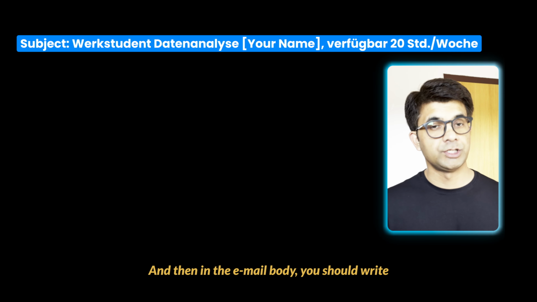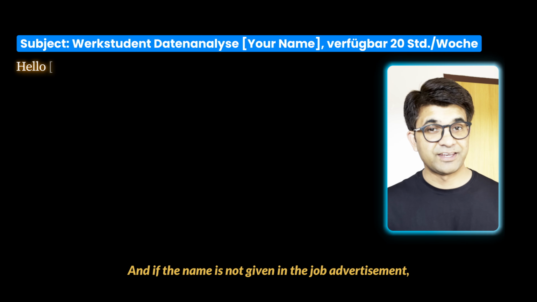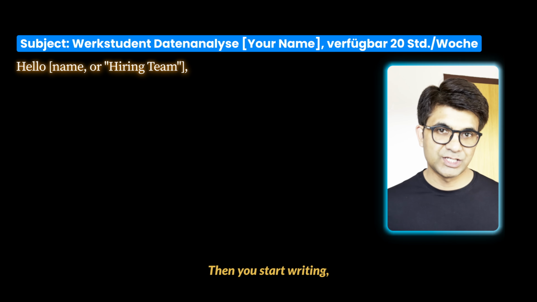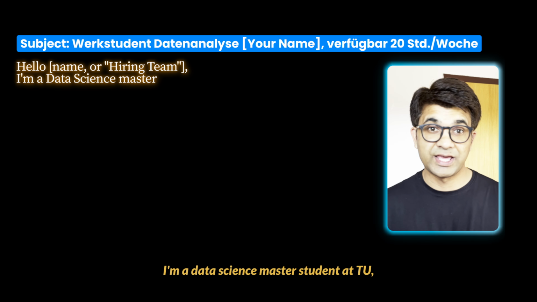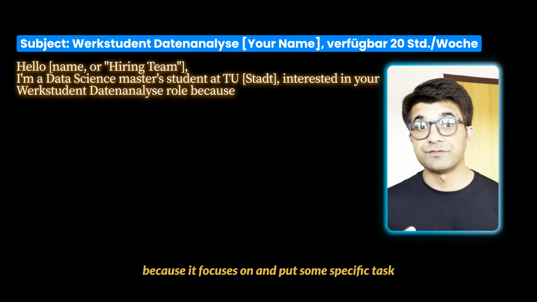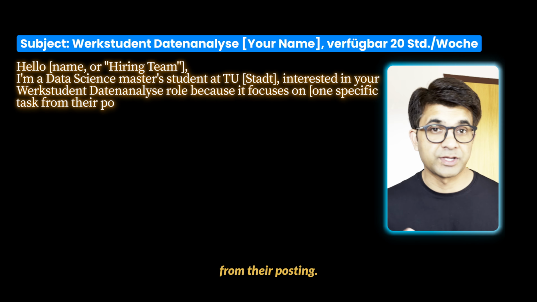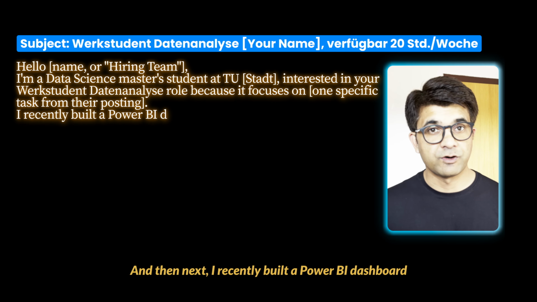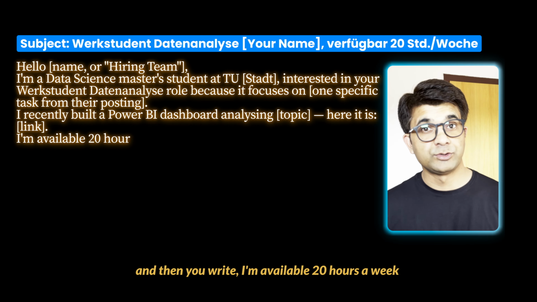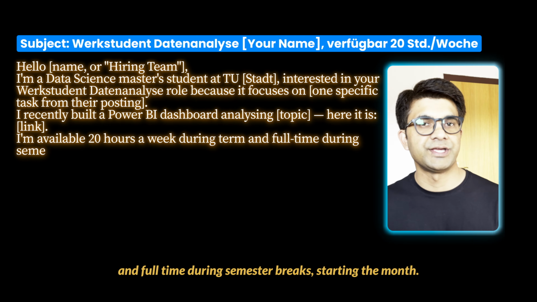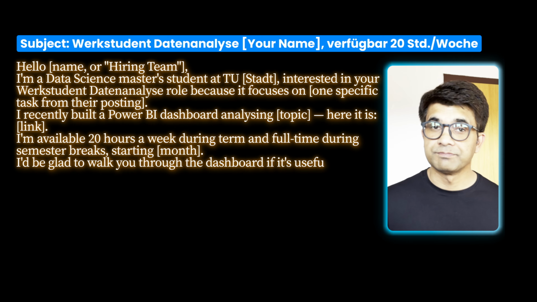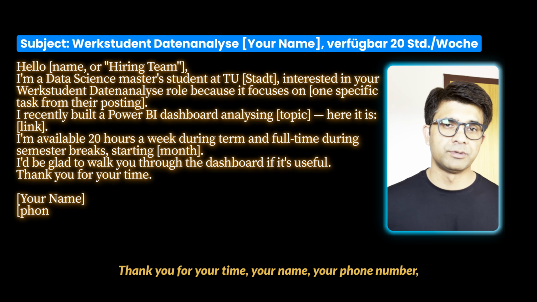And then in the email body, you should write, "Hello Mr. Müller," and if the name is not given in the job advertisement, you can write "Hello hiring team" or "Hello hiring manager." Then you start writing, "I'm a data science master student at TU Stadt, whichever city you are in, interested in your Werkstudent Data Analyzer role because it focuses on," and put some specific task from their posting. And then next, "I recently built a Power BI dashboard analyzing," and you write the topic and you put the link. And then you write, "I'm available 20 hours a week during term and full-time during semester breaks starting the month." And then you write, "I'm glad to walk you through the dashboard if it's useful. Thank you for your time," your name, your phone number, and link.